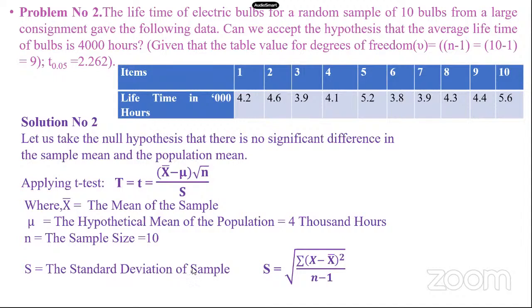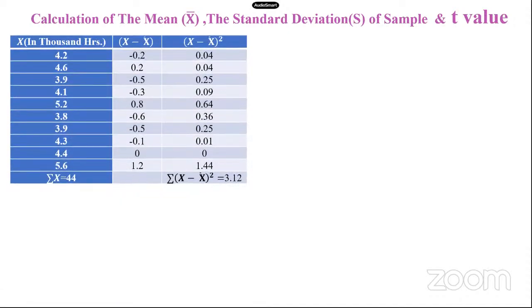Standard deviation is given by this formula: the deviations taken from the actual mean, squared, divided by n minus 1, and then the root. Now put the values in the formula and get the answer. We need the calculation of the mean x bar, the standard deviation, and the t value.